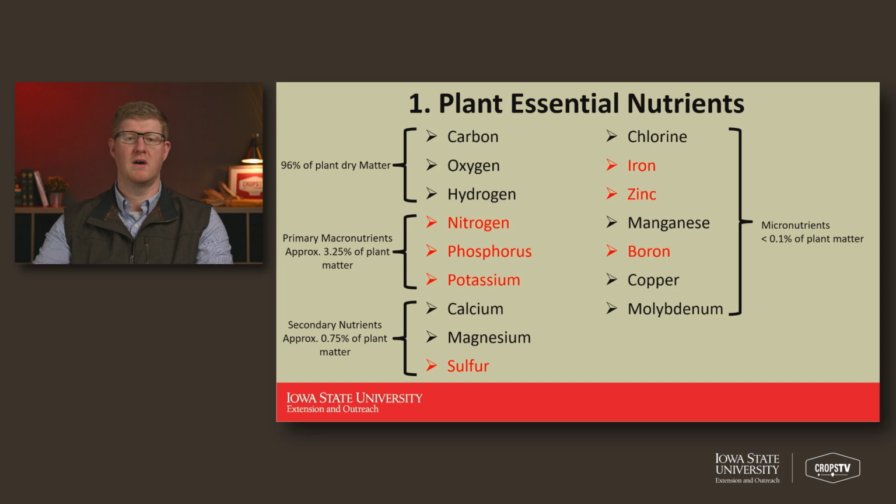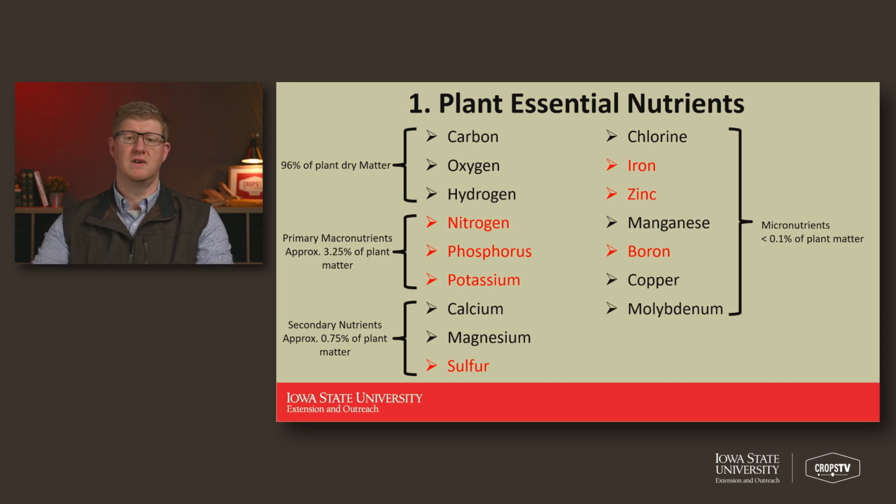These nutrients make up about 3.25% of plant dry matter. The next most common nutrients or highest amount of nutrients in the plant is going to be the secondary nutrients. That's calcium, magnesium, and sulfur. They're anywhere between a half to 1% of plant matter. And then making up less than 0.1% of plant matter combined is going to be the micronutrients. So these are chlorine, iron, zinc, manganese, boron, copper, and molybdenum.